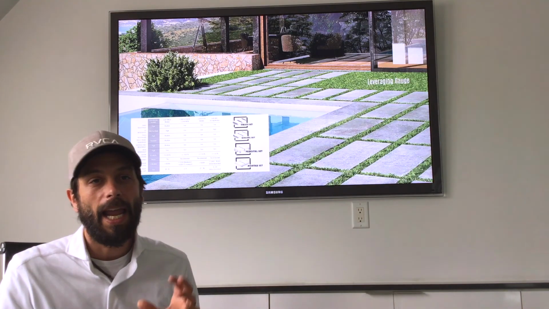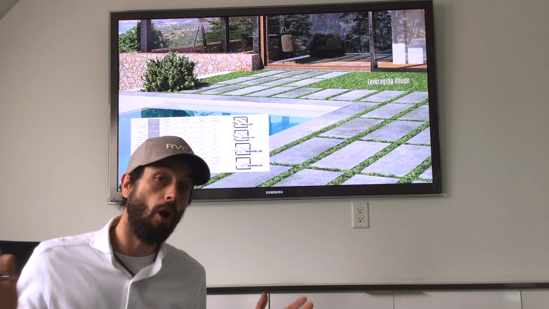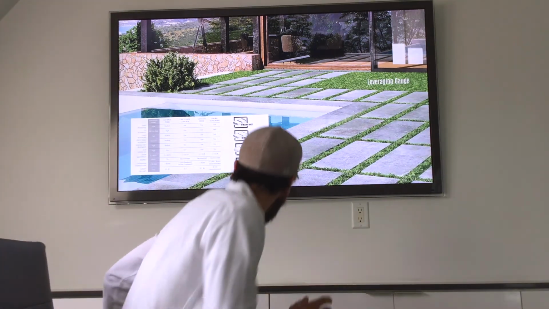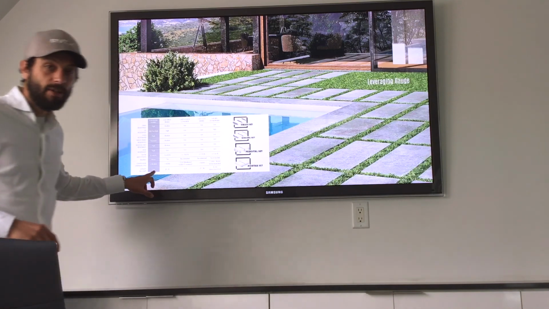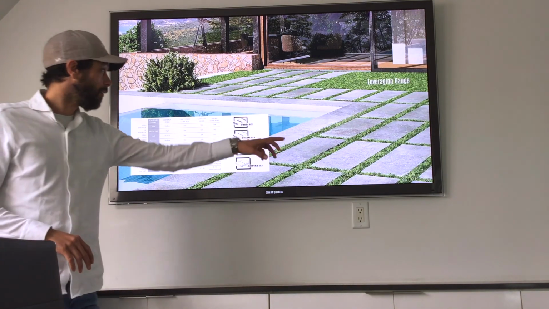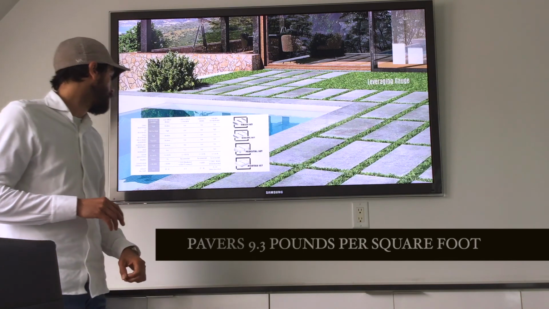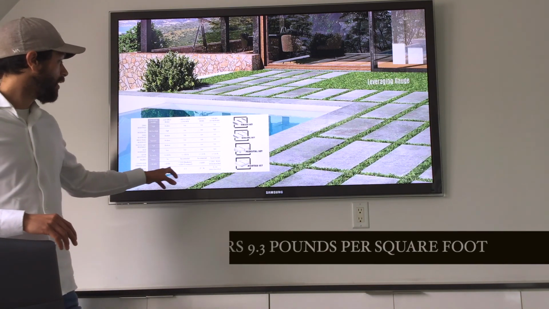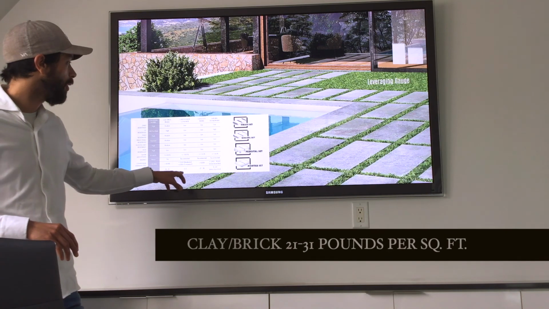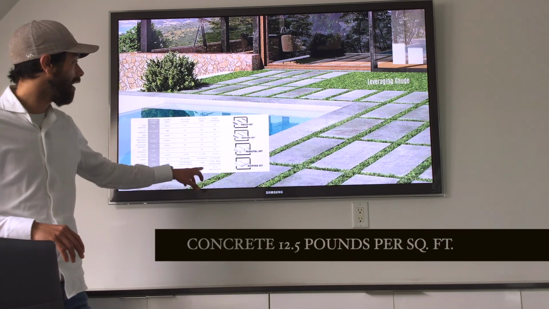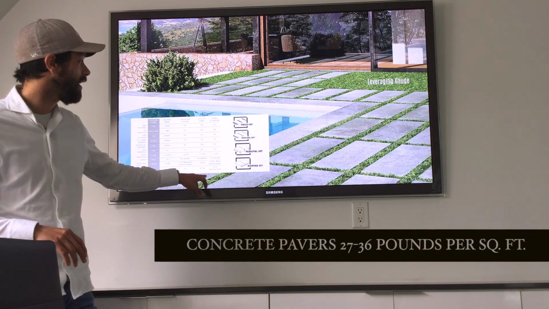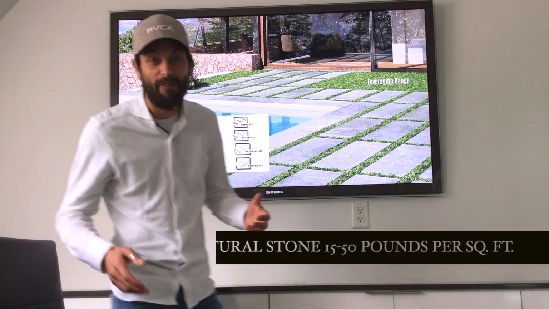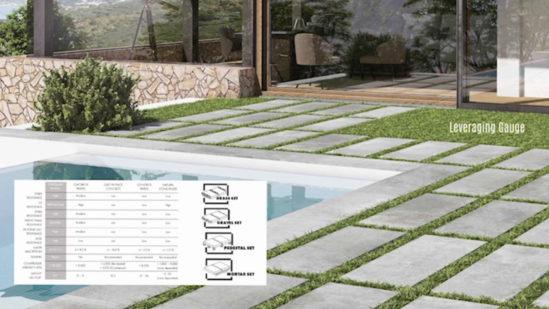Most importantly, it has so many benefits over all the competitors. The most critical one is the weight. The average weight of a porcelain paver is about 9.3 pounds per square foot, whereas everything else: clay brick, 21 to 31; cast in place concrete, 12.5; concrete pavers, 27 to 36; natural stone, 15 to 50. It makes a huge impact on the cost and on the installation speed and cost of the installation as well.